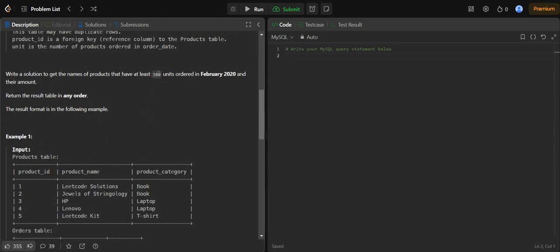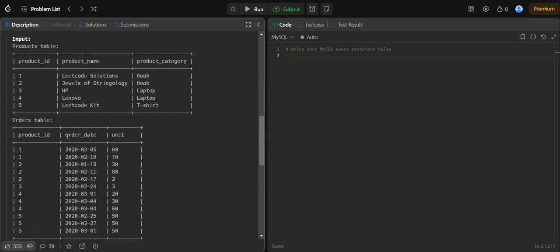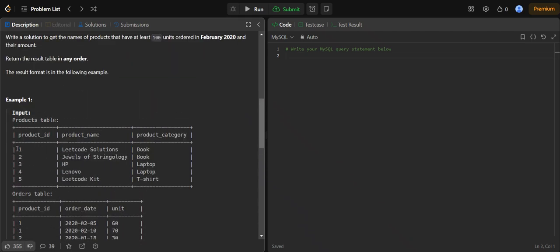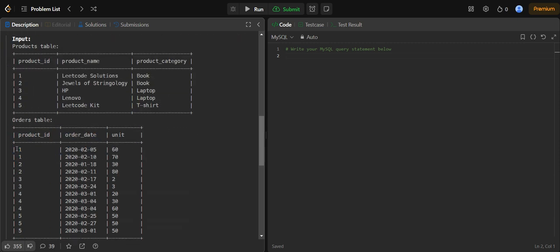We have to put filter conditions for this too. First, let us go through the example. There are how many products? Five products are there. In the orders table, all the products are bought at least once.